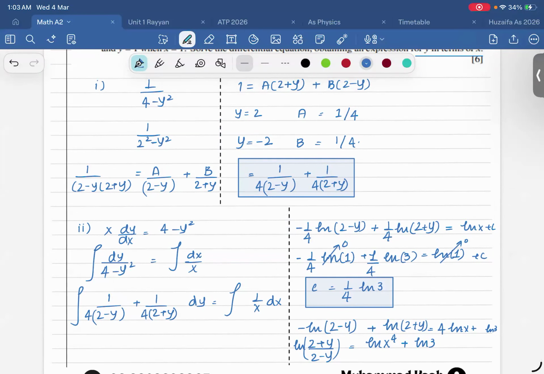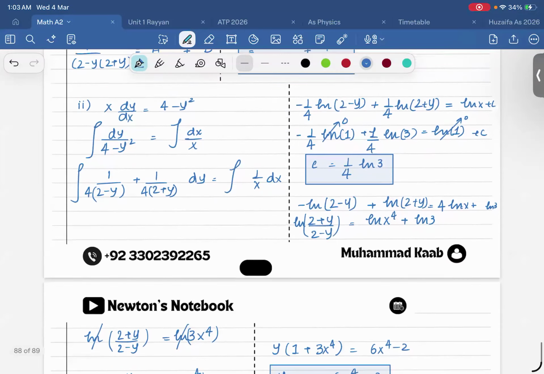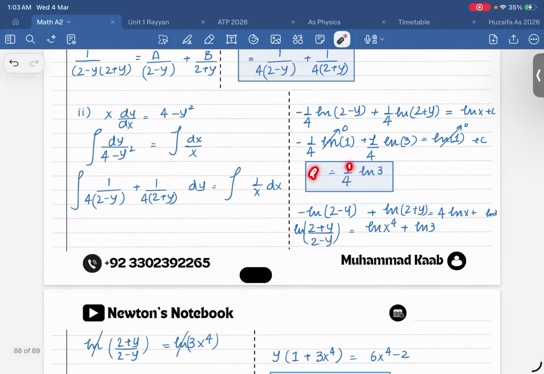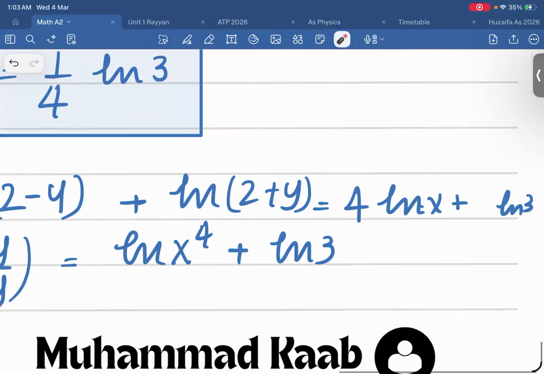It's like the last thing you did on this page, the 4 ln x plus ln 3. This one? You're multiplying everything by 4, right? Basically, yes. So shouldn't it be 4 ln 3? Basically, there is the C, which is basically 1 over 4 ln 3, right? So this was 1 over 4, and when you multiply with 4, it gets cancelled out, right?